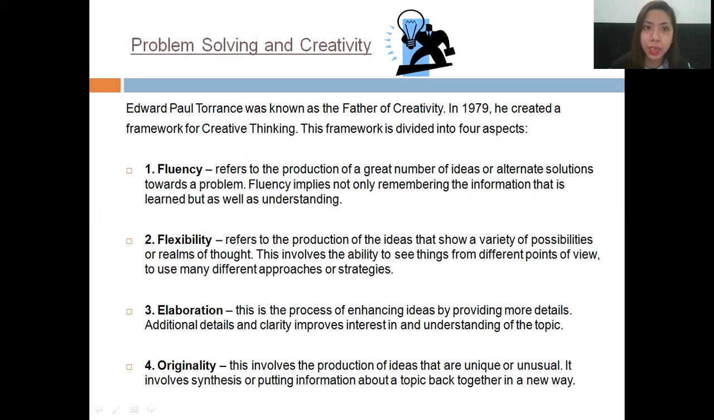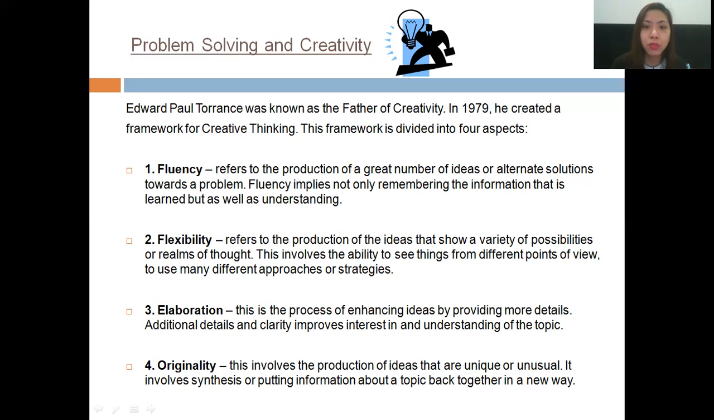First is fluency. It refers to the production of a great number of ideas or alternate solutions towards a problem. It implies not only remembering the information that is learned, but as well as understanding. Flexibility refers to the production of ideas that show a variety of possibilities or realms of thoughts. It involves the ability to see things from different points of view, to use many different approaches or strategies.